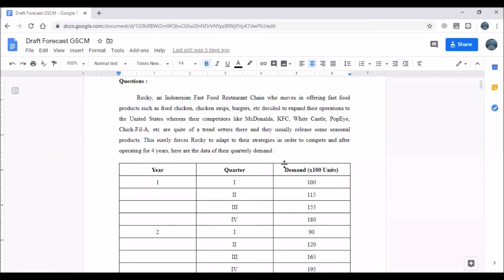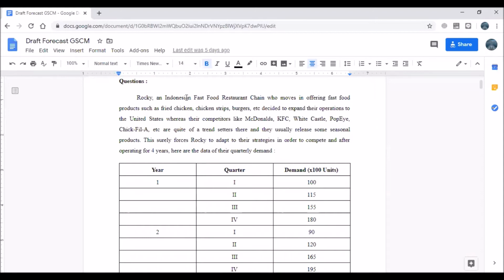Okay, thank you Anna, Alvin, and Michael for explaining the theory part. Now we're gonna move to the case study part, or the question part. In this case, we're gonna use Rocky as our example, whereas Rocky is an Indonesian fast restaurant chain, and they're gonna explain the states where they have to deal with competitors like McDonald's, KFC, White Castle, Popeye, and Chick-fil-A.